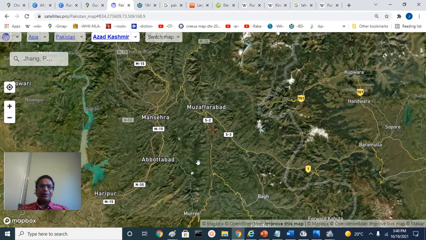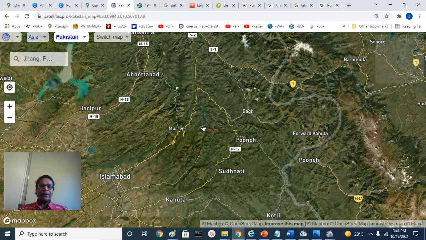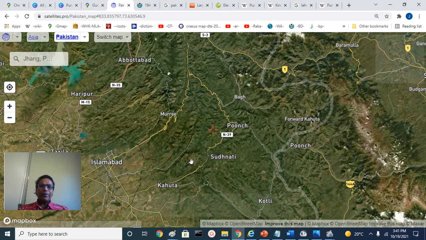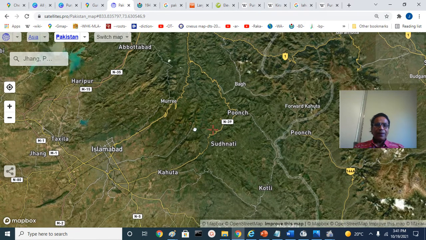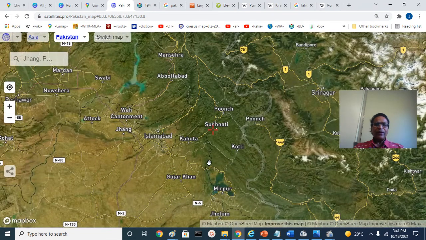And the river continues south from Muzaffarabad. You can see the Poonch River continues here. And this is the river, it continues. And here it will form the Mangla Dam. The Poonch River joins here. And the river Jhelum continues south of Mirpur. You see Mirpur here, the Mangla Dam, Mirpur Dam here.